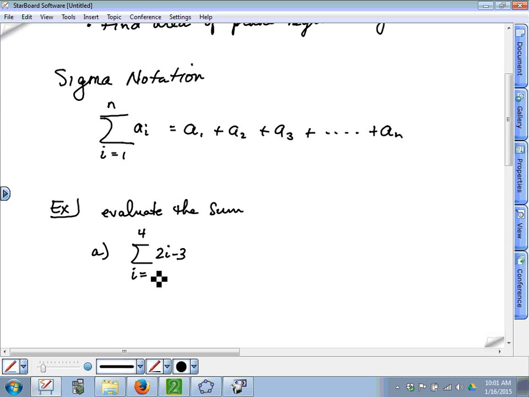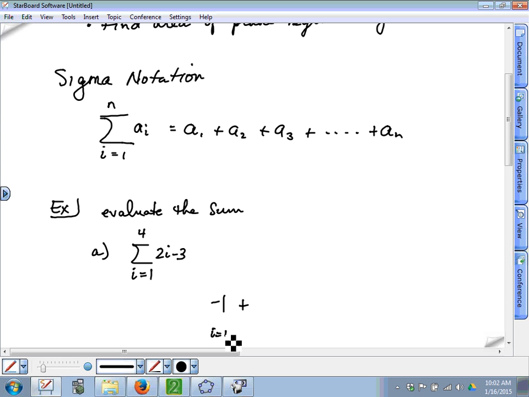Zero. So if i equals 1, then the first term is going to be 2 times 1, which is 2. 2 minus 3 is negative 1. So there's the first term of our sequence, or series, I guess. Now we add that. The reason we know we're adding these together is that's what this symbol means. This is summation notation. Summation means you have a bunch of numbers and you add them all up.